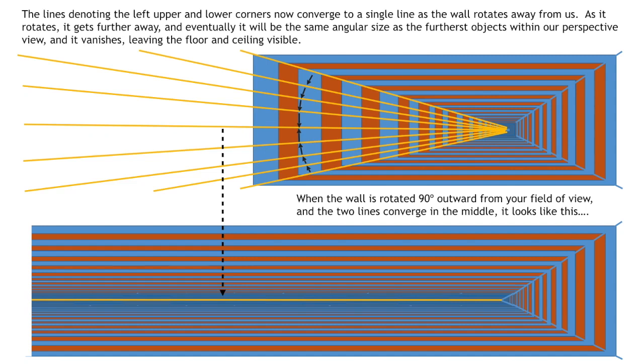So again, we're just rotating the wall more and more outward away from us, and eventually, as it rotates out, it will get so far away that it will be essentially the same distance as that vanishing point is in that original one-point perspective view where we were equidistant from the walls and ceiling.